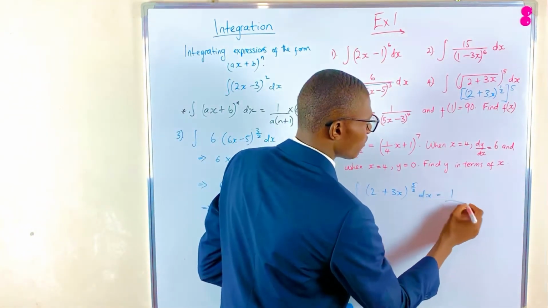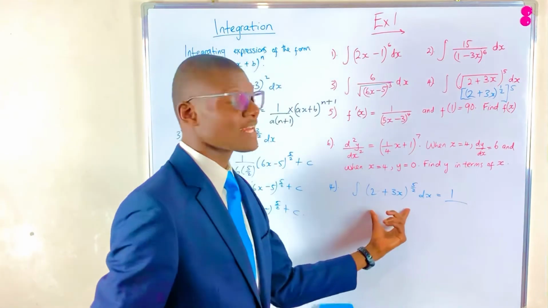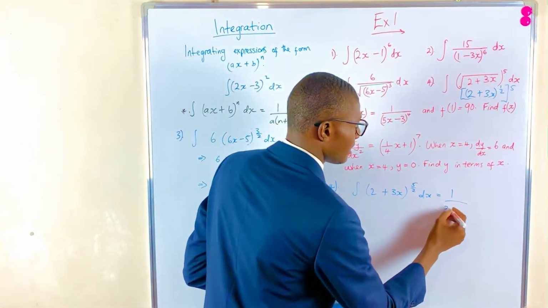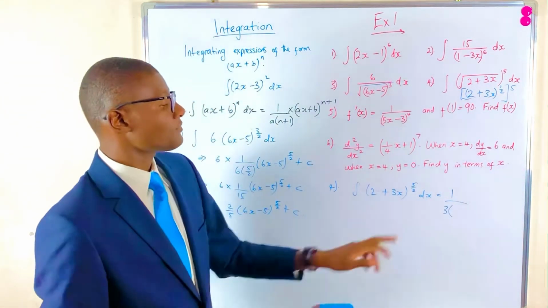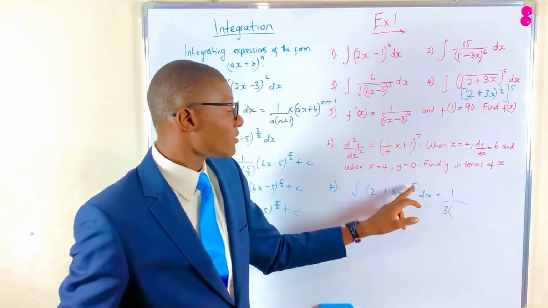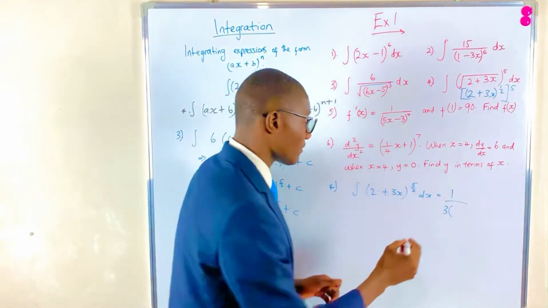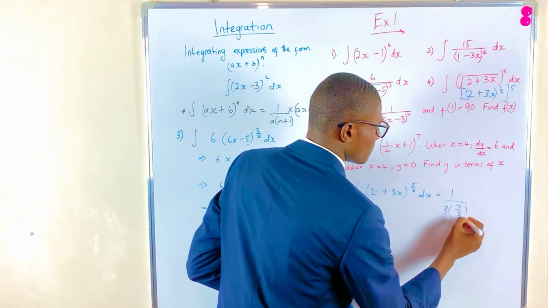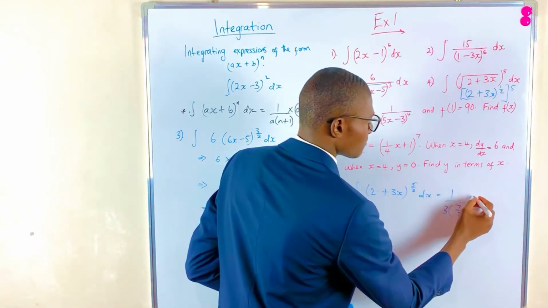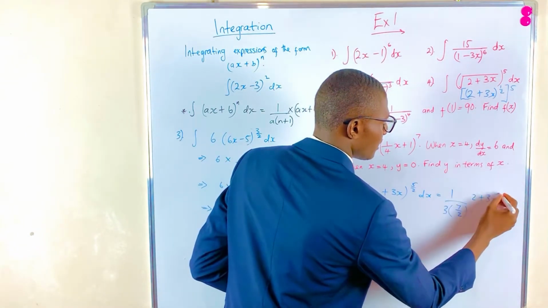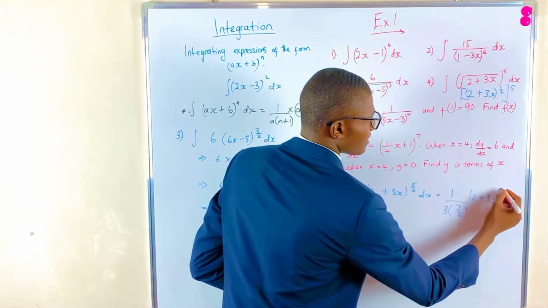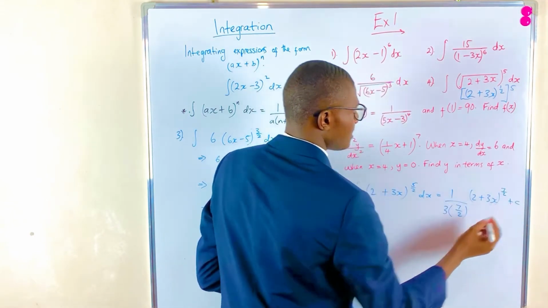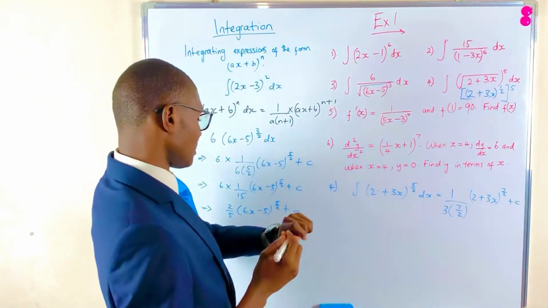We're saying 1 over the derivative of what's inside the brackets, that's a 3, right? 3 times to the power of n plus 1. 5 over 2 plus 1, that will give us a 7 over 2. Then times 2 plus 3x raised to the power of n plus 1, that's 7 over 2, plus c being the constant of integration.